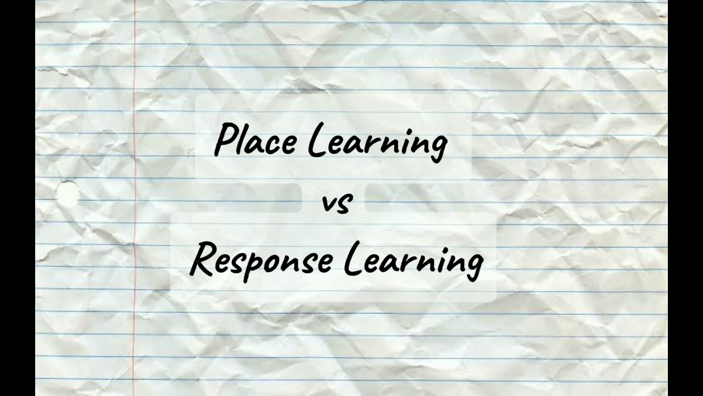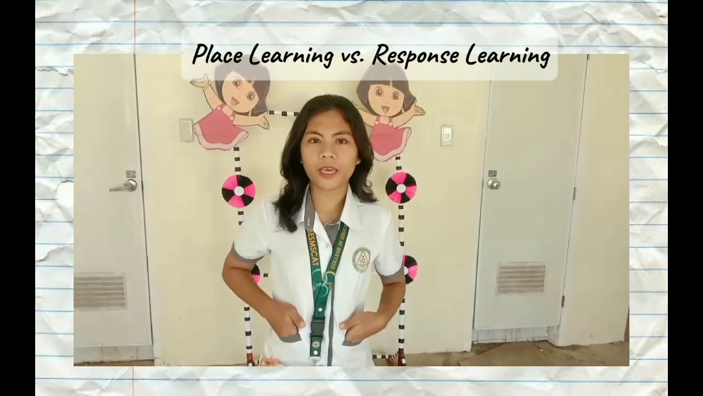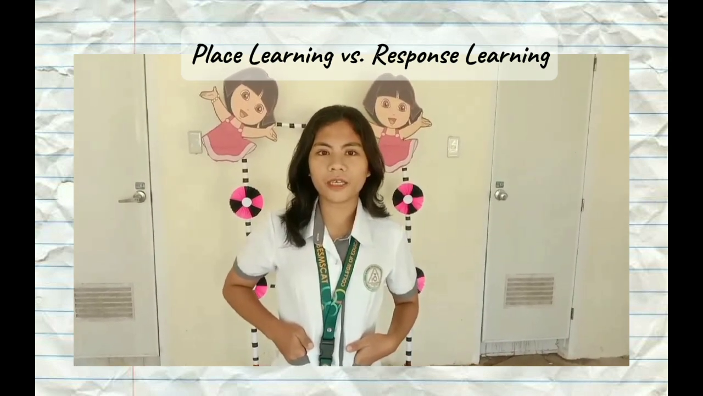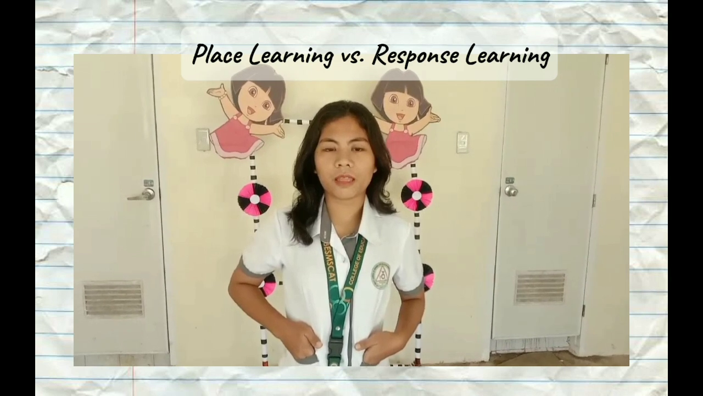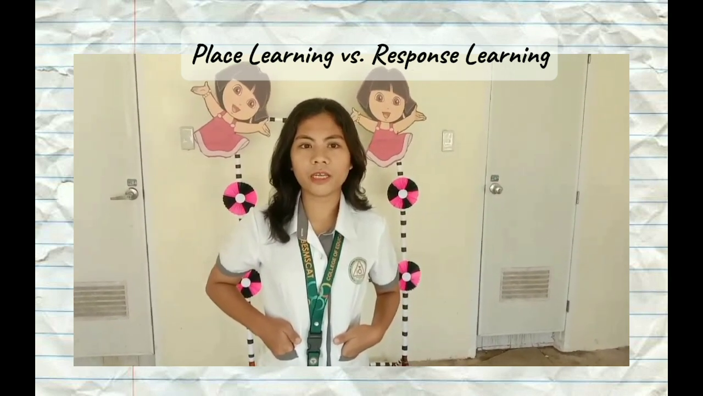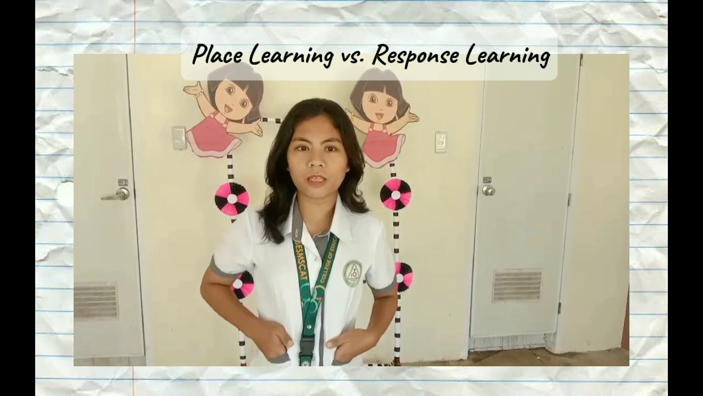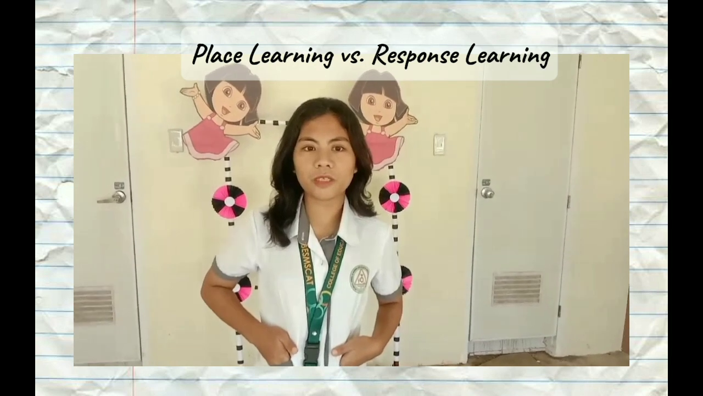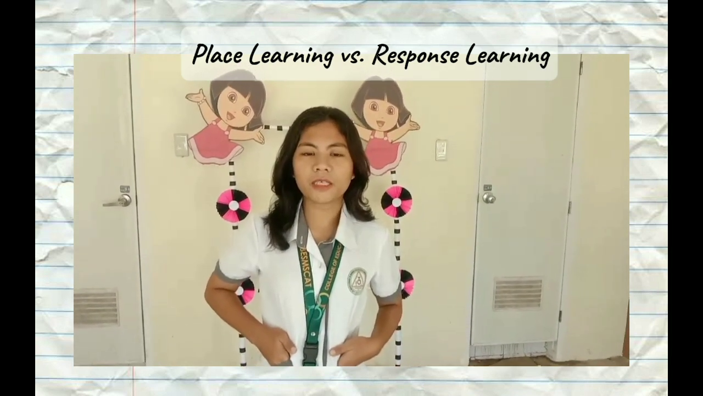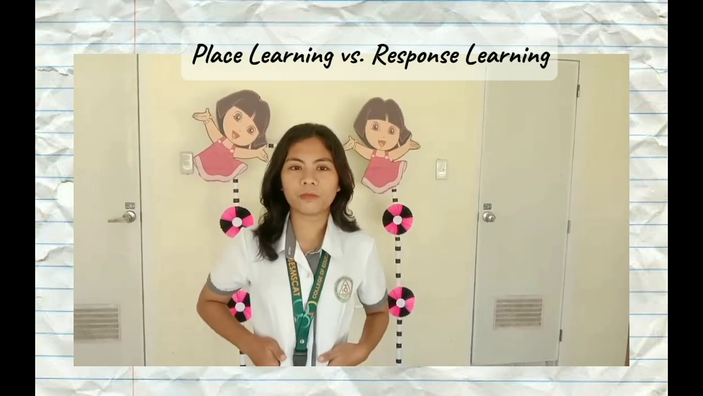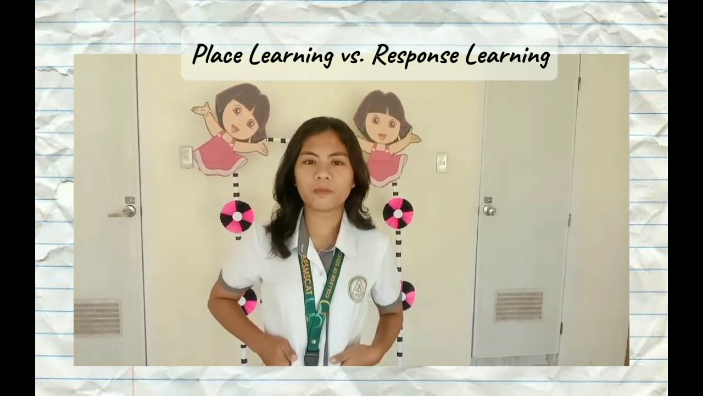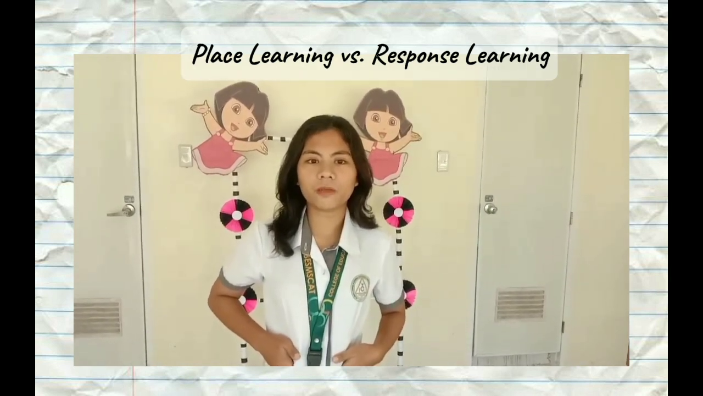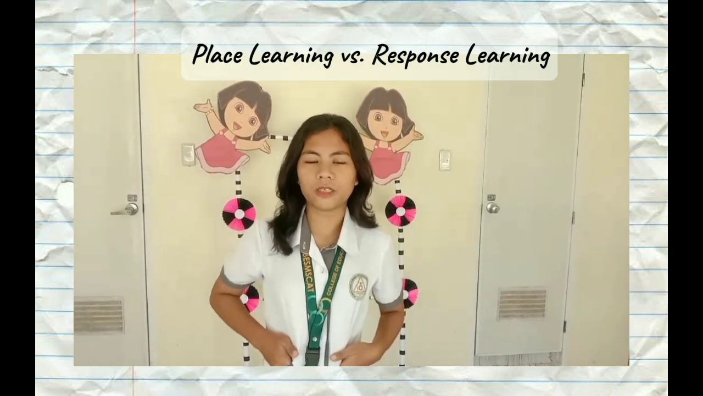Place learning versus response learning. Edward Tolman's theory in 1948 distinguishes between two types of learning. First is place learning. This learning occurs without immediate reinforcement. It involves learning the spatial layout and relationships between stimuli. It focuses on understanding the environment's structure, and it involves cognitive processes like attention, perception, and memory. Second is response learning. This learning requires reinforcement. It involves associating a specific response with a stimulus. It focuses on conditioning a particular behavior, and it involves associative processes like classical conditioning.